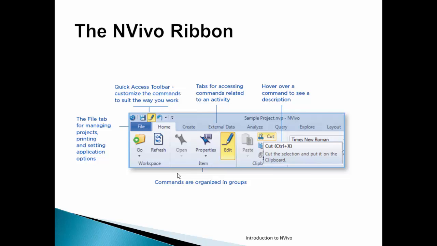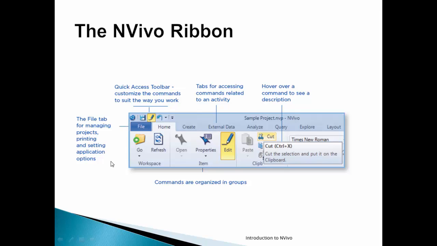Here's a close-up of the NVivo ribbon, where you've got your quick access commands, so it's very customizable, and you've got tabs for accessing commands related to an activity. So here the Home tab is selected. When you select the External Data tab, a different set of commands will come up. Hover over one to see a description, and the File tab for managing projects, printing, setting application options, etc.